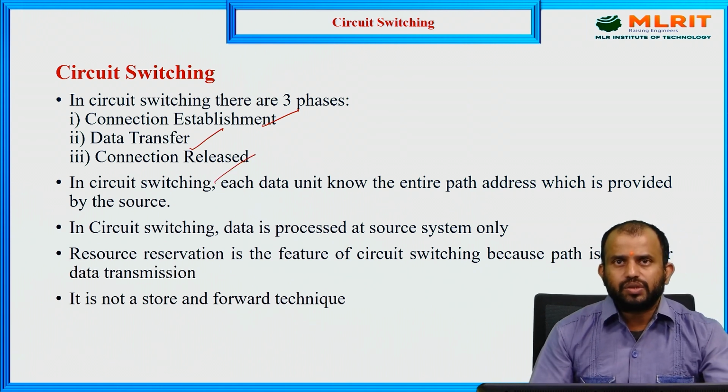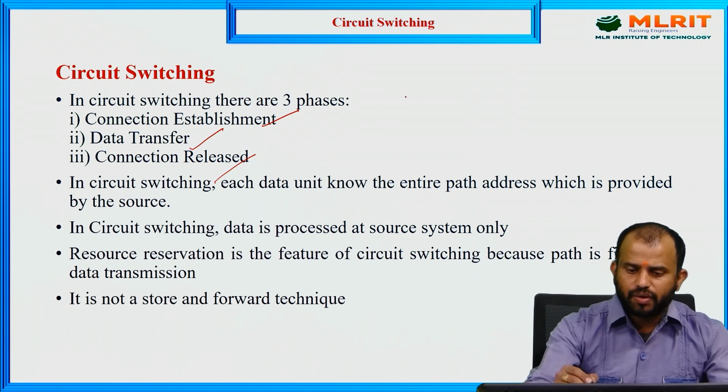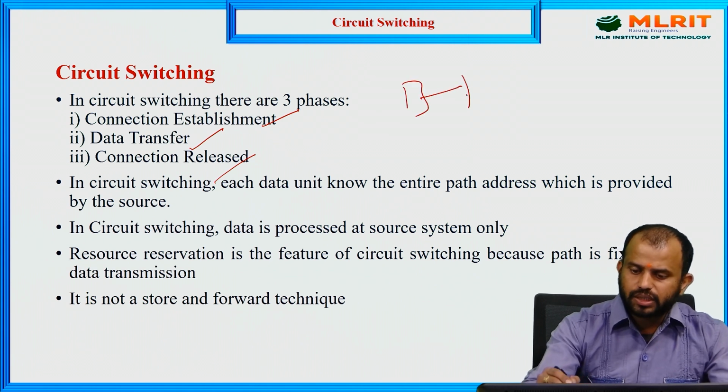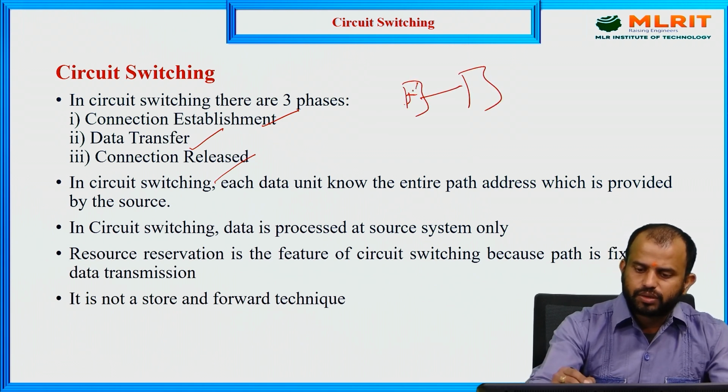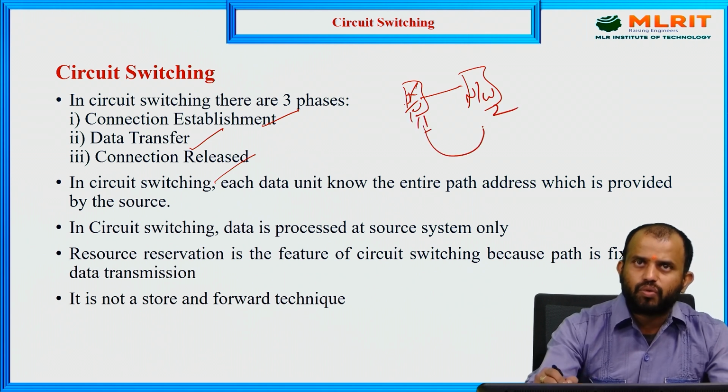So in circuit switching, first we have to understand the connection establishment between the two networks. This is network 1, this is network 2. Here we have to establish the information transmission from network 1 to network 2. We have to establish a proper connection.